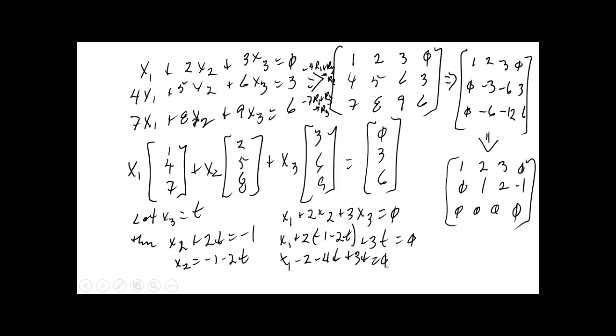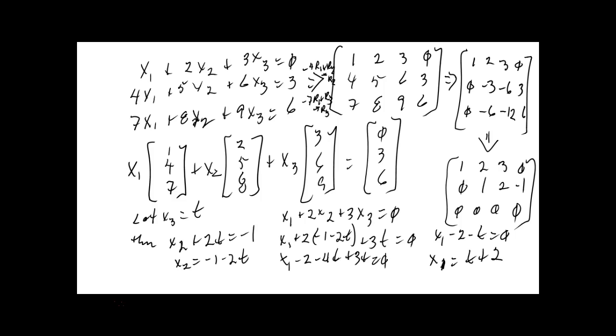Okay. And then simplifying that would be x1 minus 2 minus t is equal to 0. So x1 is equal to t plus 2. Right. Or 2 plus t. It doesn't matter.